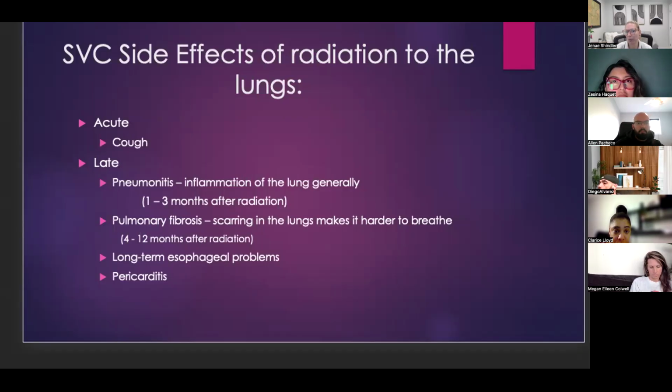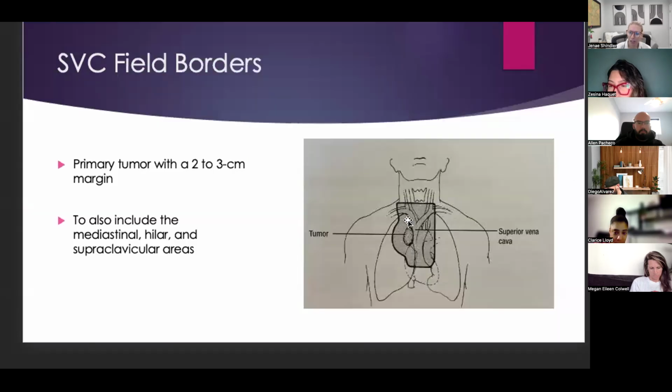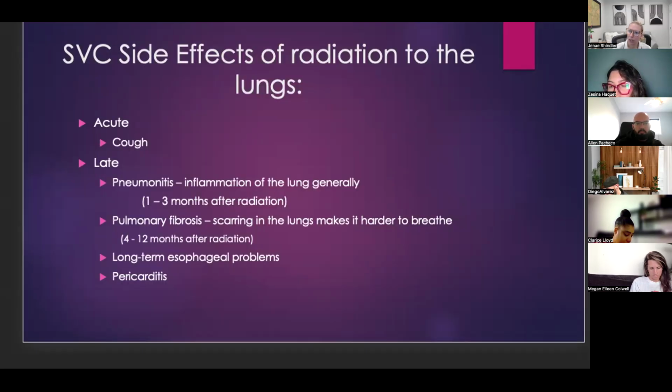It usually happens 1 to 3 months after radiation. You could have pulmonary fibrosis, that's scarring of the lung tissue that makes it hard to breathe. This can happen 4 to 12 months after radiation. And then long term, you can have esophageal problems and then pericarditis. Basically in this area of SVC, you have the lung involved, the esophagus involved, a large portion of the lungs. So as soon as you can get some relief and get this person so they're able to breathe and lay down and get a more conformal treatment, the better off you're going to be.